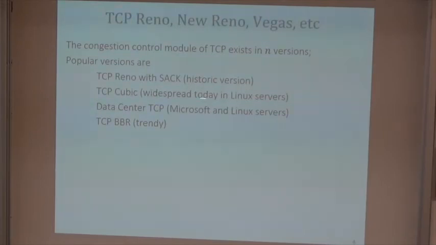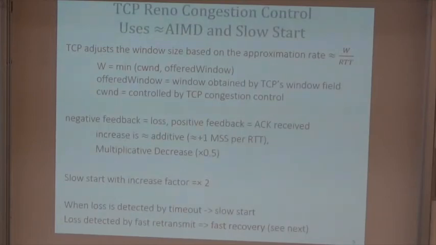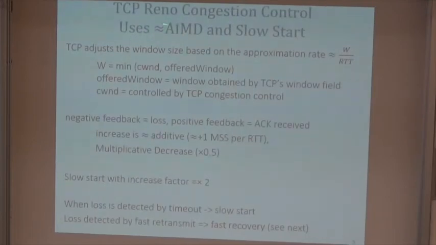We will start first with the historic version of TCP called TCP Reno with SACK, and what is mostly present in the internet in terms of TCP is more probably TCP Cubic. That is an elaboration of this that we will discuss a bit later. Then we'll talk about also newer versions that are emerging, Data Center TCP and TCP BBR. So let's talk of the historical version, TCP Reno.